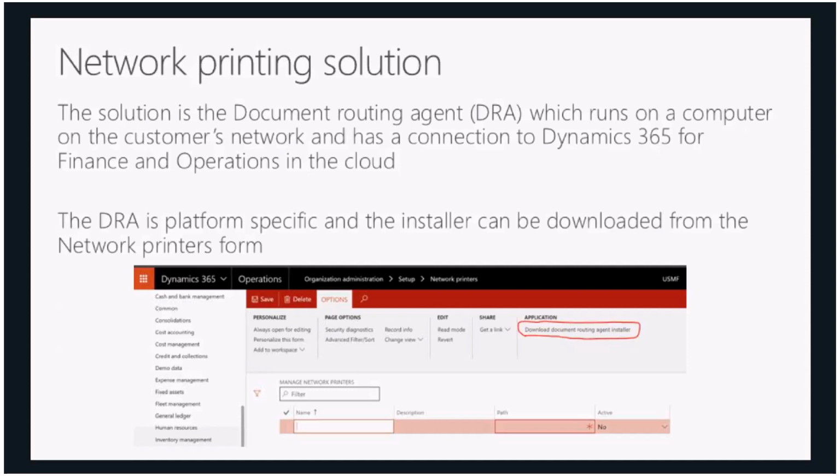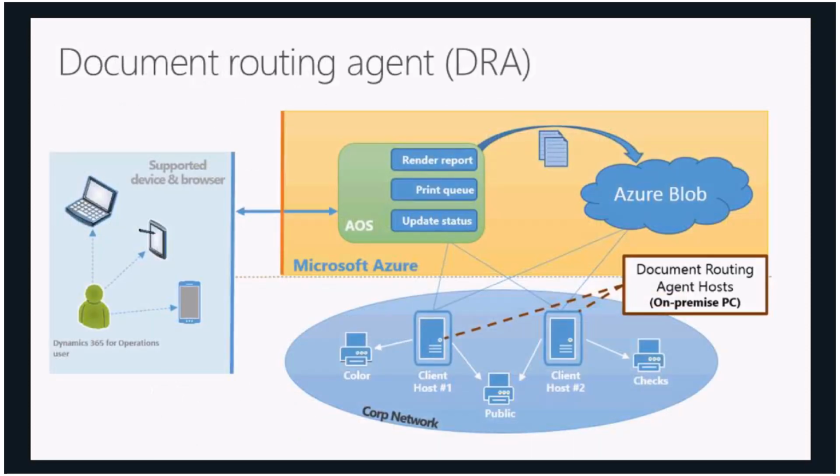Then bug fixes with the platforms. So this is our plug to make sure you stay current on your platform. And whenever you switch platforms, you should uninstall the old document routing agent and install the new one. And here's a picture of what it looks like. There's the document routing agent on the corporate network. It's got some connections to Azure, the cloud, where finance and operations is, and then there's the user connecting to finance and operations. And the user doesn't have to be connected to the corporate network, but the documents will come out on a printer on the network.